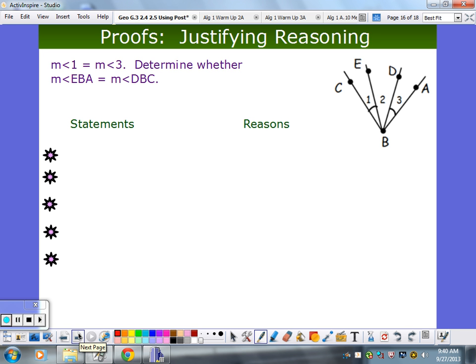The measure of angle 1 equals the measure of angle 3. Determine whether the measure of angle EVA equals the measure of angle EVC. Don't do anything till you mark your diagram. So I go over here, and they've kind of marked it a little bit. They're saying these measures are equal. So when you use one arc on both angles, that means they are the same measure.